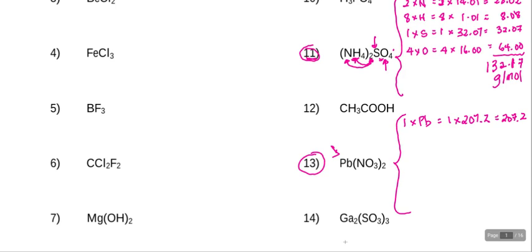Now I'm going to take a look at my parentheses. I've got 2 moles of N. So 2 times whatever the molar mass of nitrogen is. So that's 2 times 14. It's the molar mass of 14.01, pardon me, is the molar mass of nitrogen. That's going to give us 28.02.